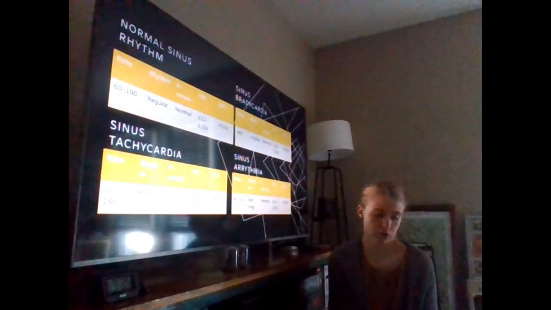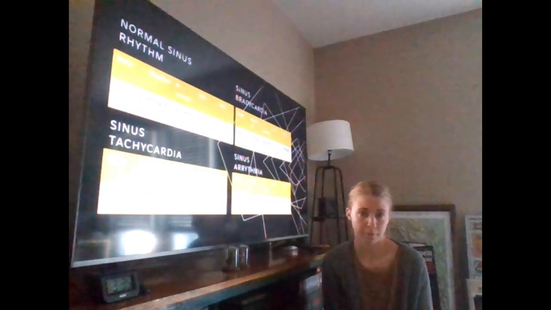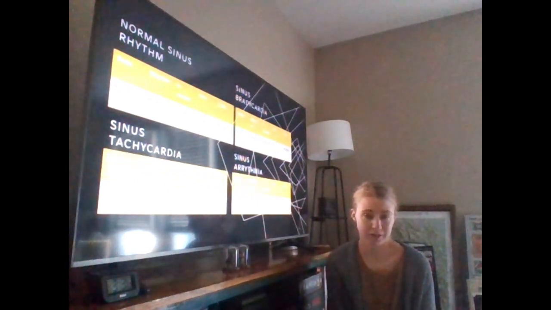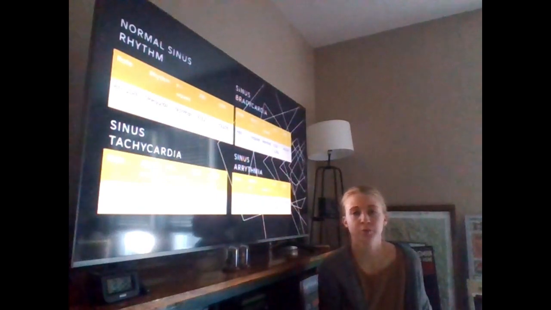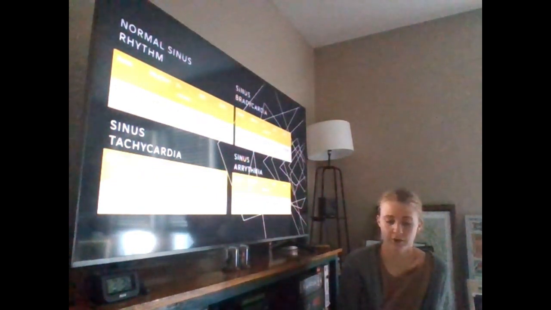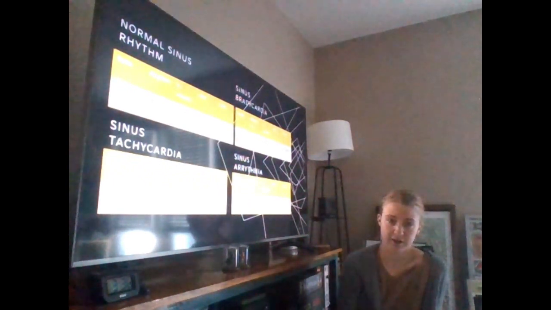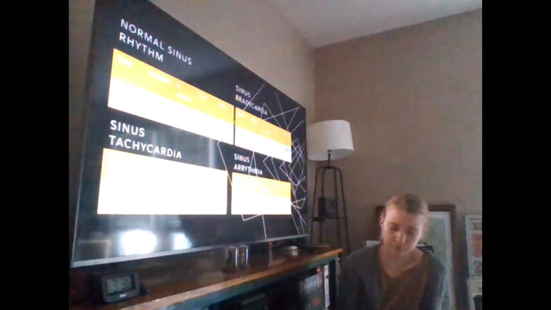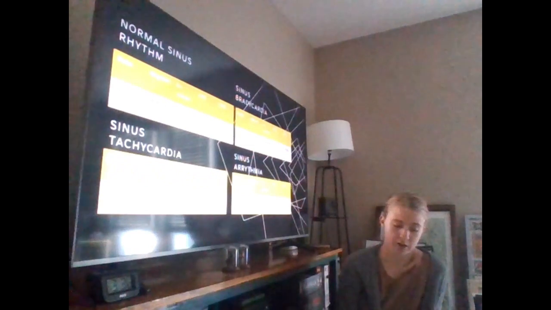Now going on to sinus bradycardia. It is exactly the same as sinus rhythm minus the rate. This rate will be less than 60 beats a minute. So the only change between your normal sinus rhythm and your sinus bradycardia is going to be the rate. Your normal sinus is 60 to 100. Sinus brady is anything under 60. Talking about sinus tachycardia, same concept. It is exactly the same as your normal sinus. Its rate is just faster.